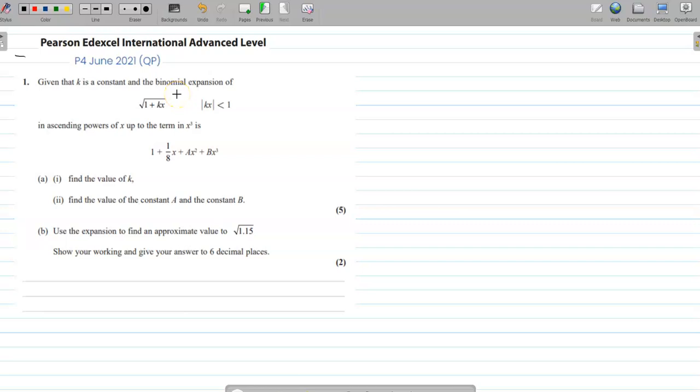So let us quickly work through question 1 in this booklet. Here in question 1 you're given a binomial expansion, and it's in ascending powers of x up to the term x cubed, which is given here. So first we want to find the value of k. The root of 1 plus kx can be written as (1 plus kx) to the half.